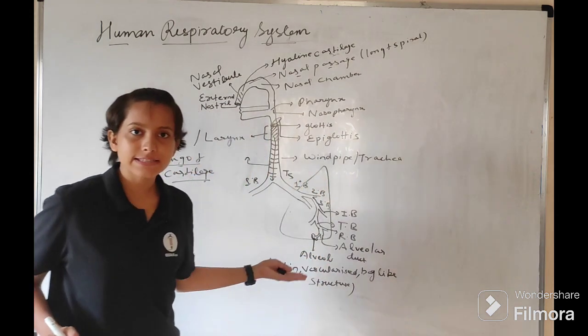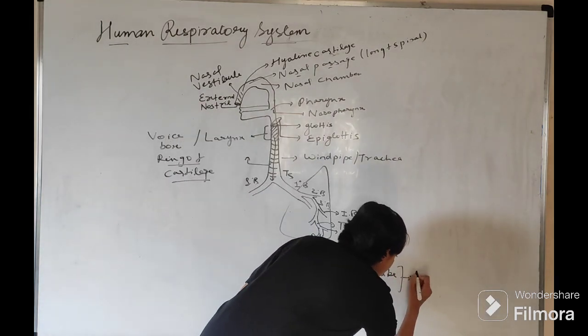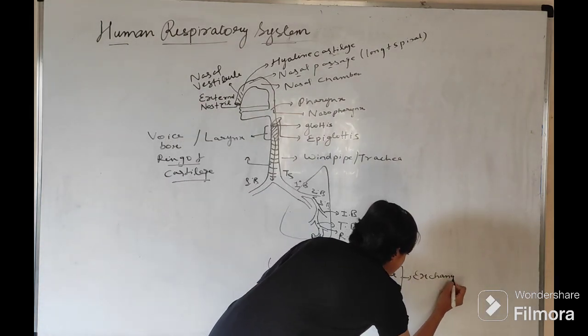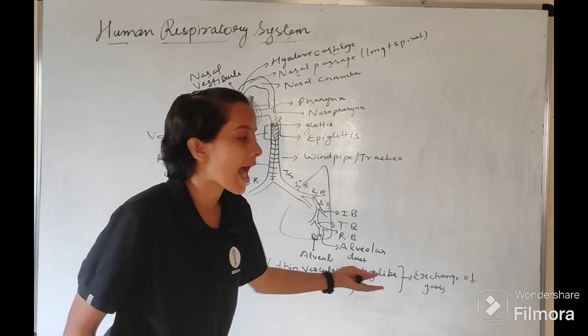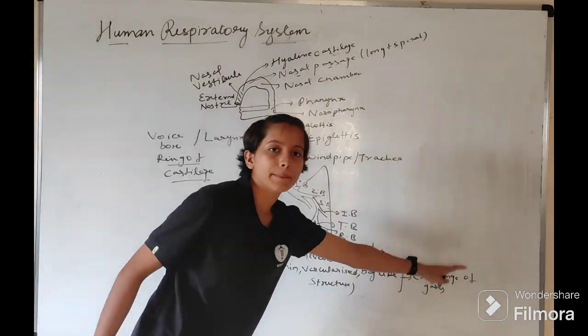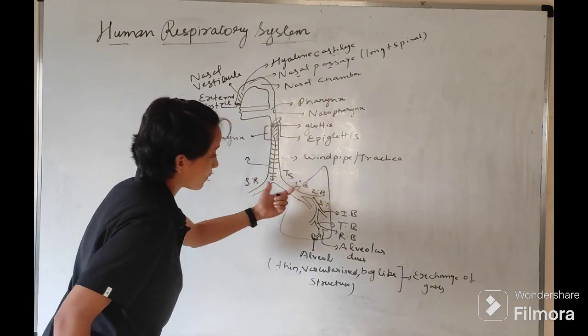This alveoli is the region where the exchange of gases actually occurs. So we will say that the alveoli is the region where the exchange of the gases happens. And what are the names of the gases? That is our oxygen and our CO2. So the exchange is happening at this level. Clear? Now, this was about our respiratory tract.